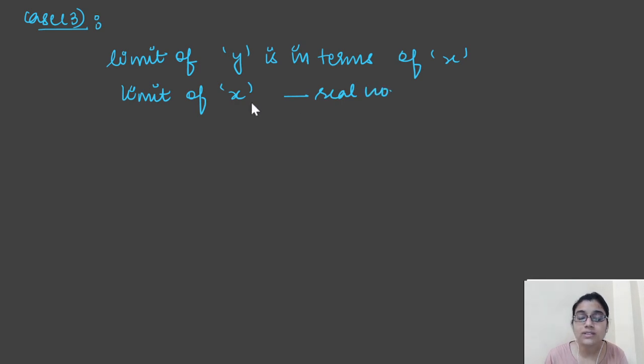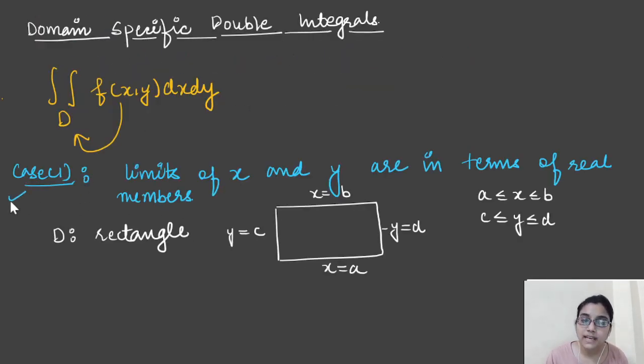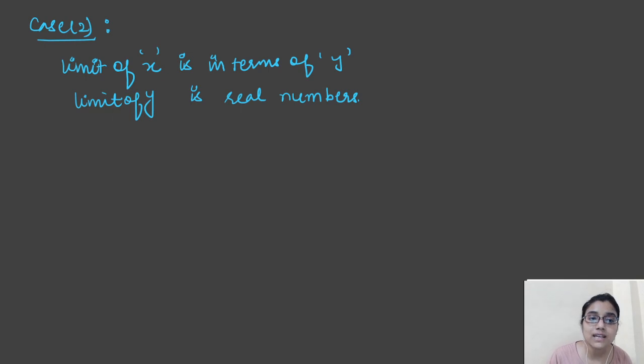Fine. So either we can solve the question by case 1. If case 1 is applicable, we really don't have any problem. But what about case 2 and case 3? How will we find the limits? I will explain everything with respect to questions, but let's just understand the concept.